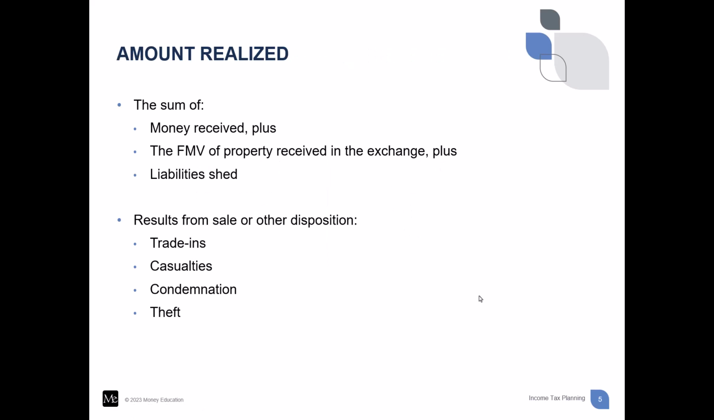The amount realized is the sum of money received plus the fair market value of any property in exchange, plus any liabilities shed. So if you got rid of a mortgage. It results from the sale or other disposition, trade-ins, casualties, condemnation, and theft.